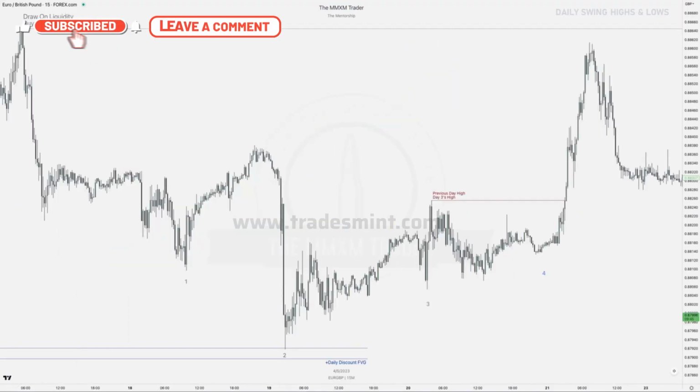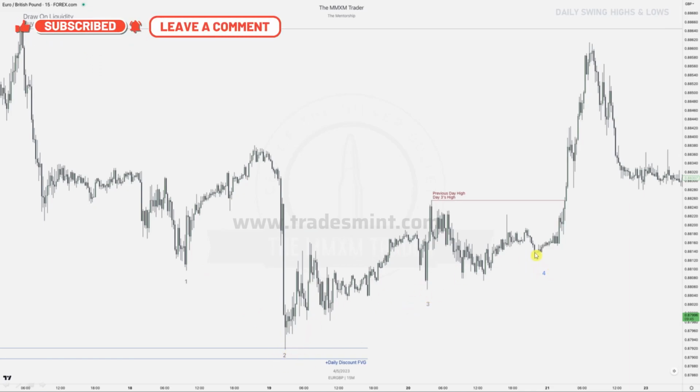So how does that look on an intraday chart? We've got that Euro British Pound 15-minute chart right now. And again, we're outlining those numbers, right? We've got that daily swing low formed down here. We got day 1, day 2 and day 3. So that's that daily swing low being formed down here at a key level.